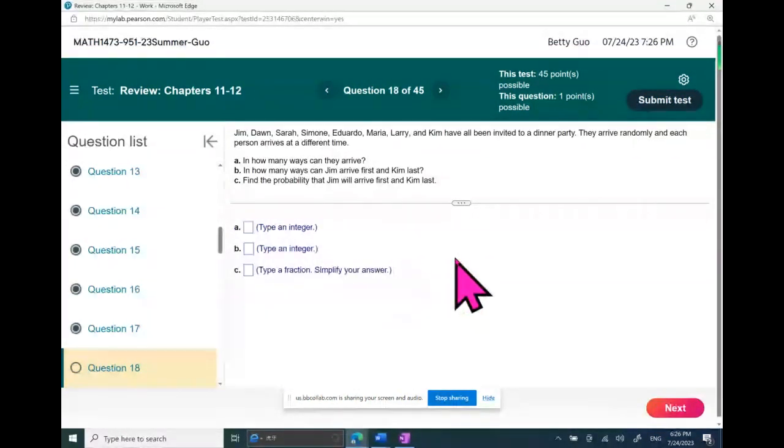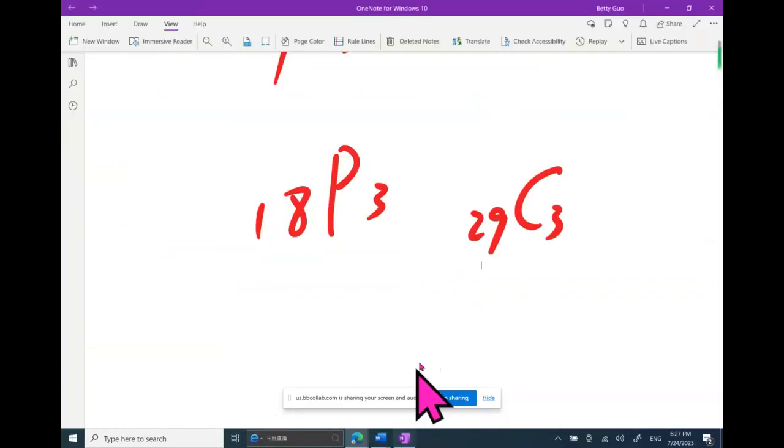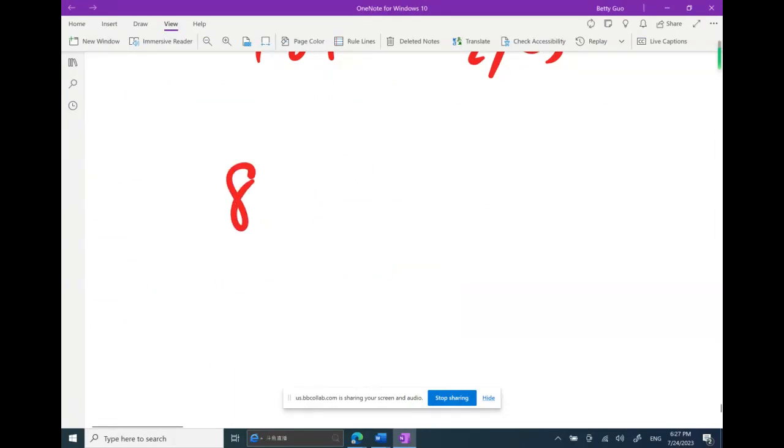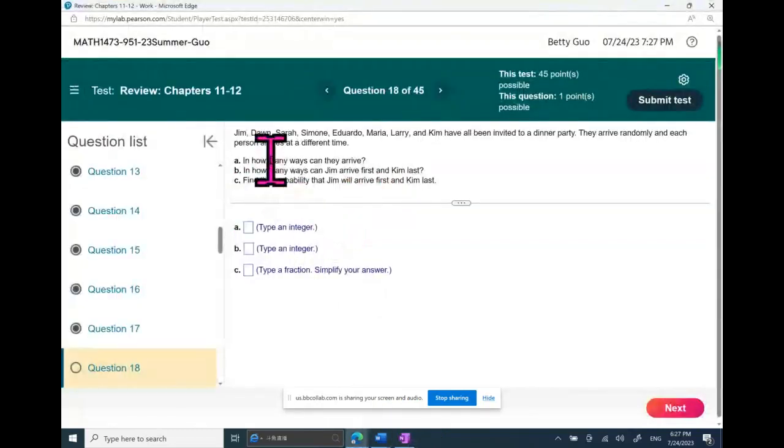Question number 18. Jim, Don, Sarah, Simon, Eduardo, Maria, Larry, and Kim. It's necessary for us to know how many people there are. So 1, 2, 3, 4, 5, 6, 7, 8. 8 people. You should write it on your scratch paper. They have all been invited to a dinner party. They arrive randomly and each person arrives at a different time. Complete the following 3 parts.